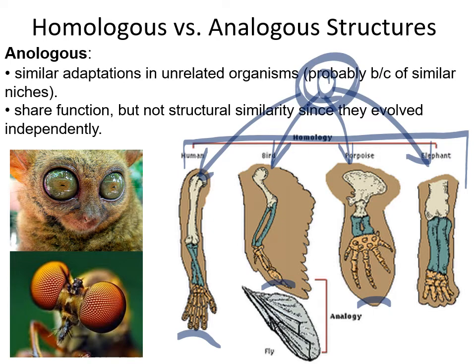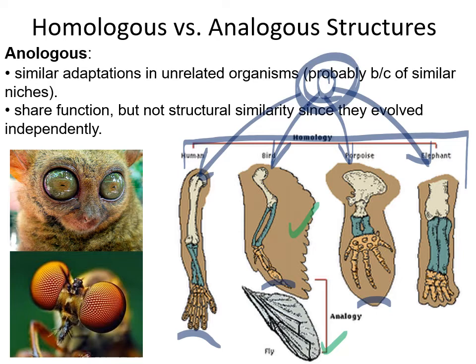An analogous structure is different from a homologous structure. An analogous structure is where the function is the same, but they did not come from a common ancestor. For example, a bird has a wing and a fly has a wing, but they are not built in the same way. They end up being used the same, but they are not built in the same way. They don't share the same structural similarities.